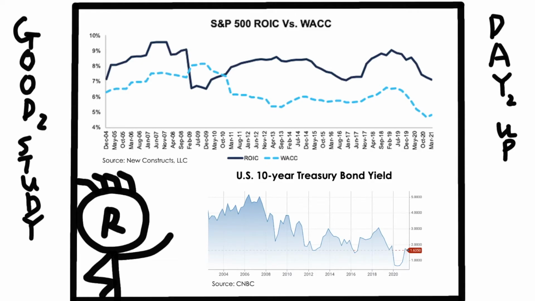Meaning that if the ROIC is greater than the WACC, then value is being created as the firm invests in profitable projects. One thing to keep in mind is that capital markets have two sides, the sell side and the buy side. The sell side are the investment banks and the buy side are the asset managers.